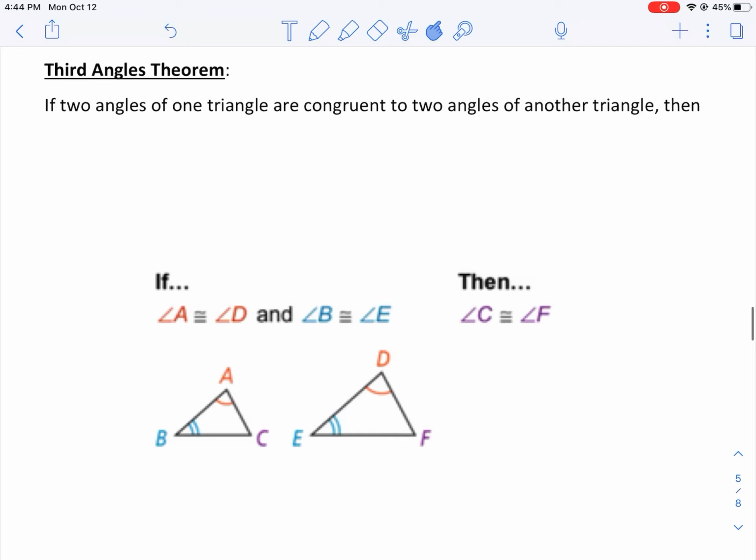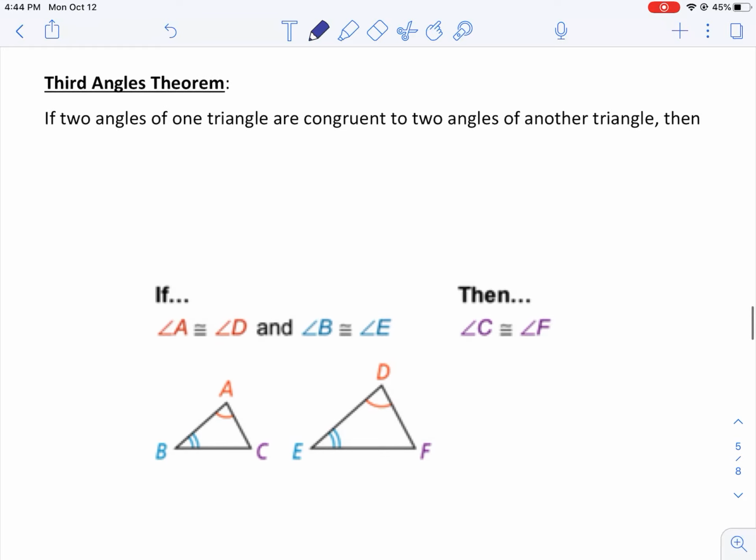Okay, I'm going to skip that one. Last, just a random sort of theorem, the third angles theorem. I just want you to be careful when you use this because students often have trouble with this. But if 2 angles of one triangle are congruent to 2 angles of another, then their third angles are also congruent.